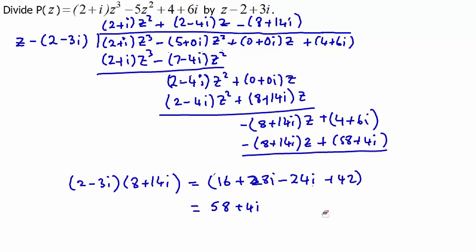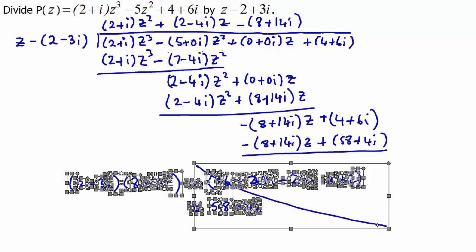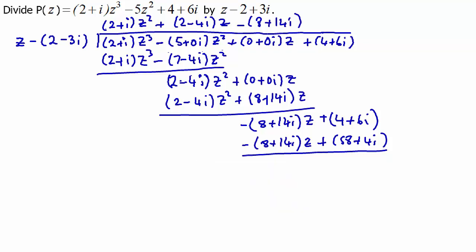And then we need to subtract. Let's just clear the rubbish off from underneath here. So if we subtract, those obviously go. 4 take away 58, negative 54. 6 take away 42. So we've got a remainder of negative 54 plus 2i.